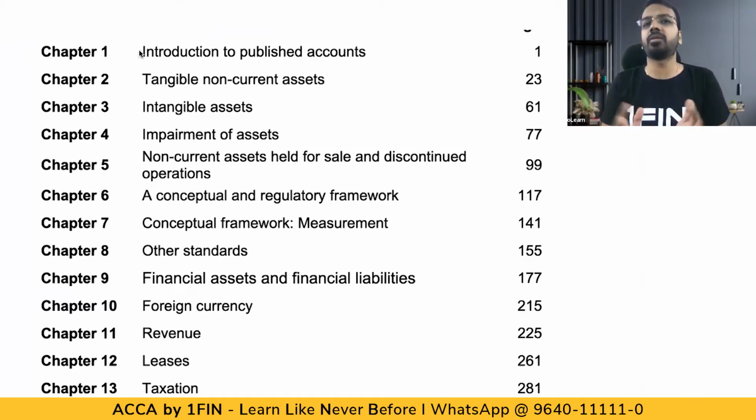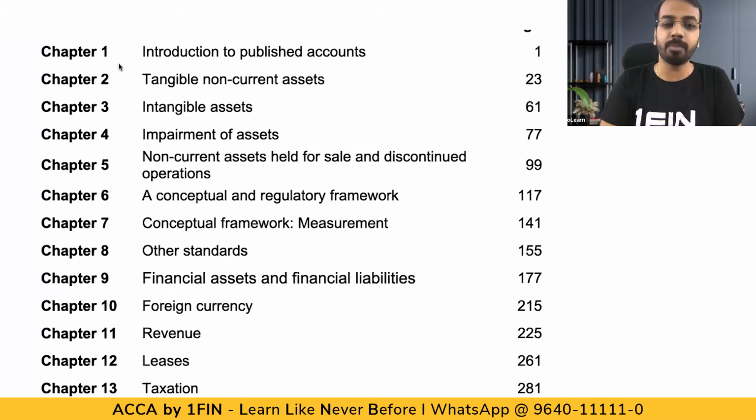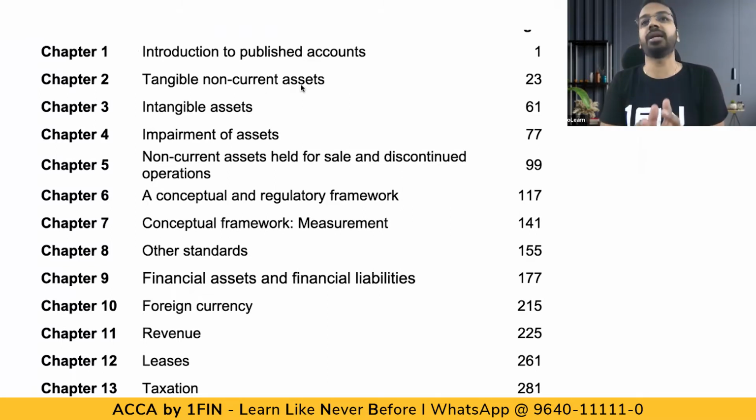Now, globally, what is followed in most of the countries is IFRS, or something which is closely linked to IFRS. So when we come, for example, to chapter 2 here, tangible non-current assets, this will tell us how we recognize and measure non-current assets, which we normally refer to as fixed assets like property, plant and equipment, etc. Then we have intangible assets.